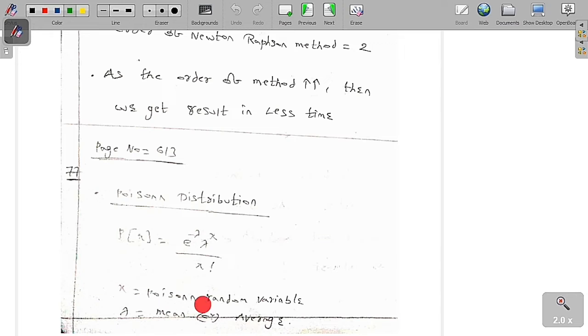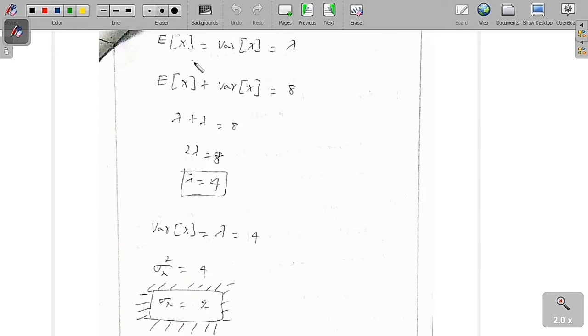While x is called a Poisson random variable, lambda is called the mean or the average. In a Poisson distribution, the expectation of x is always equal to the variance of x, which is equal to lambda. See, both are always equal.